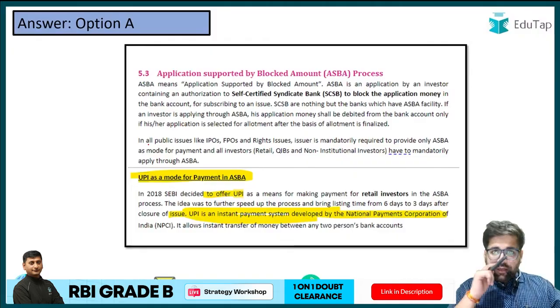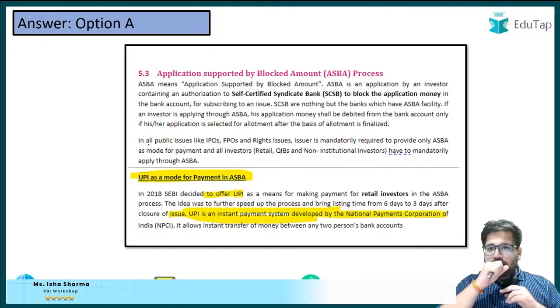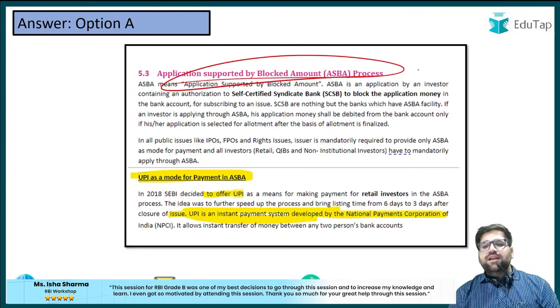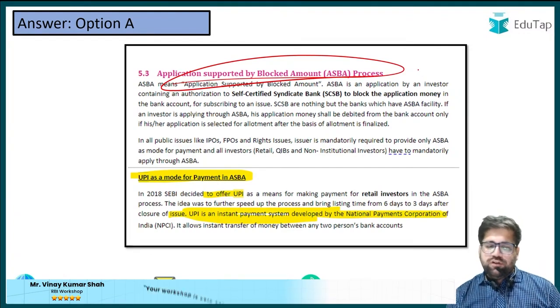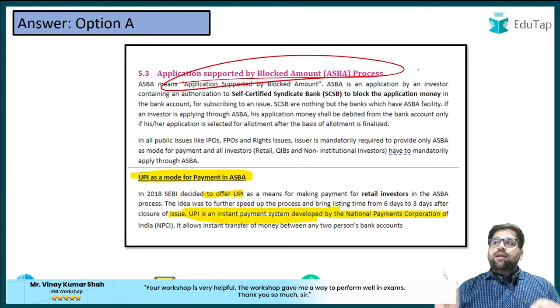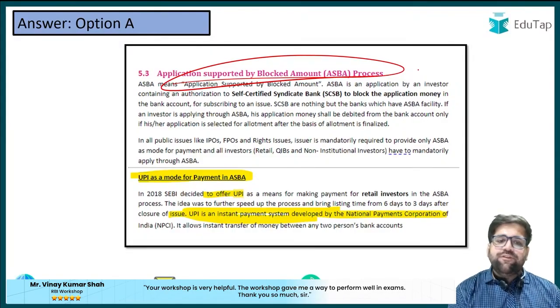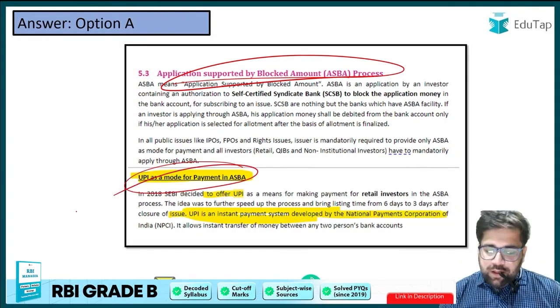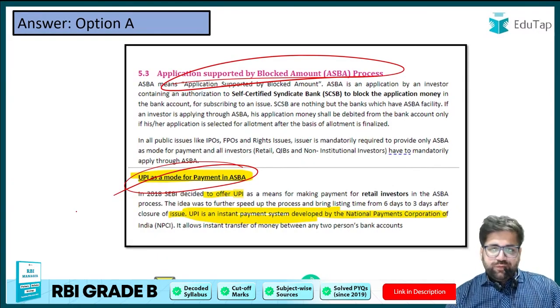FM static course. So again, application supported by blocked amount, ASBA. A very comprehensive coverage has been done in your course, because we know how UPI and ASBA are interlinked, and we have also given a separate paragraph, and the same question was there in your, I would say, RBI Grade B paper as well.